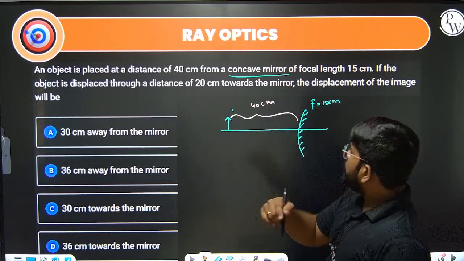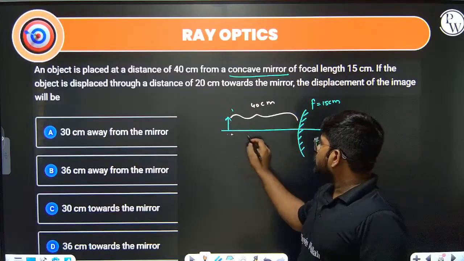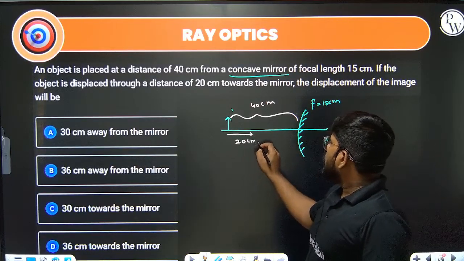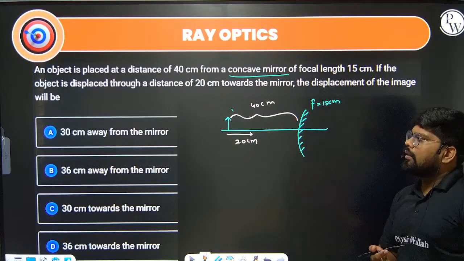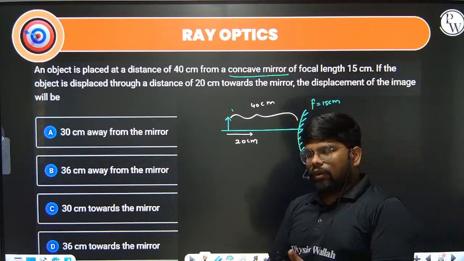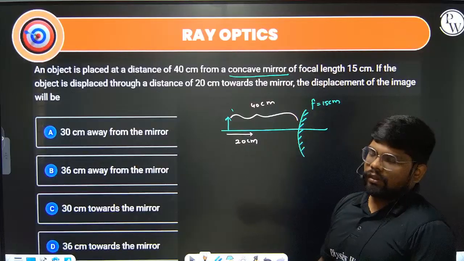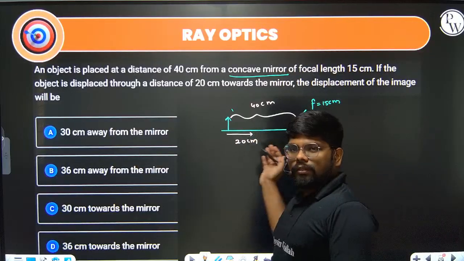Now the object is displaced towards the mirror. Okay, it has gone this side 20 centimeters. Then they are asking what will be the displacement of the image. Again, it's a straightforward question, but a little bit of solving is required. So if the object moves, the image also moves.